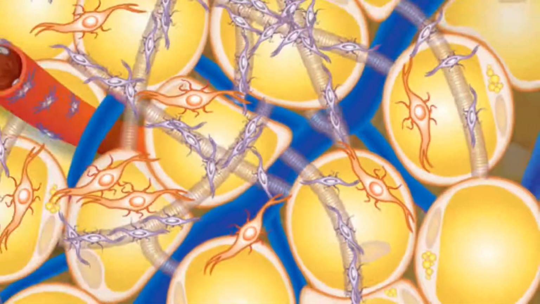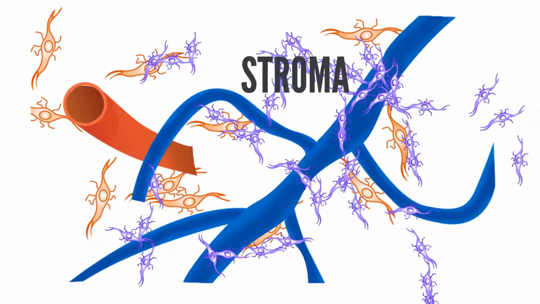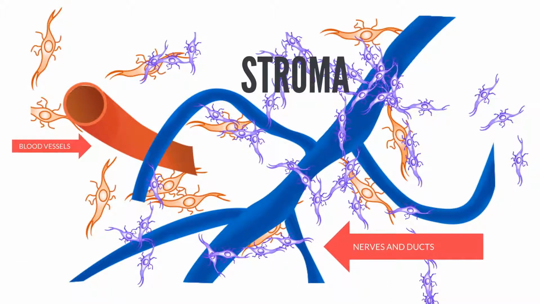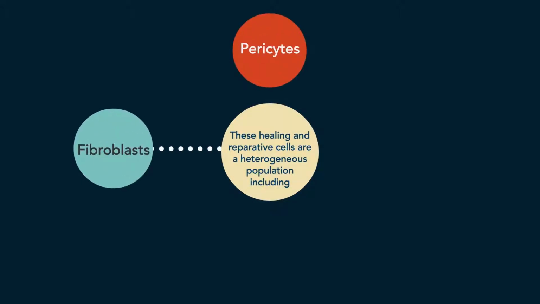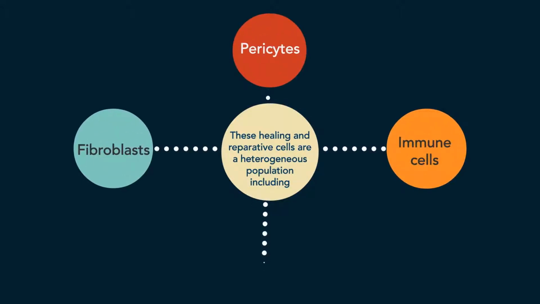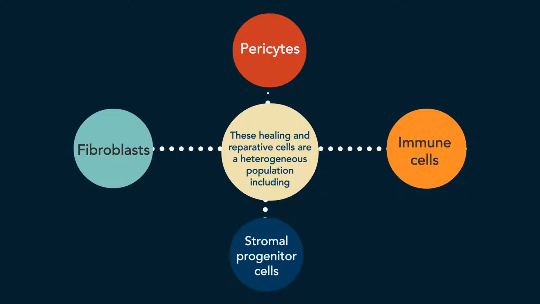The second compartment is the stroma, which consists of cells and structure that provide the structural and functional support for the parenchyma, including the intrinsic connective tissues, blood vessels, nerves, and ducts of the tissue. These healing and reparative cells are a heterogeneous population, including fibroblasts, pericytes, immune cells, and stromal progenitor cells, and play an essential role in tissue maintenance, repair, and remodeling.